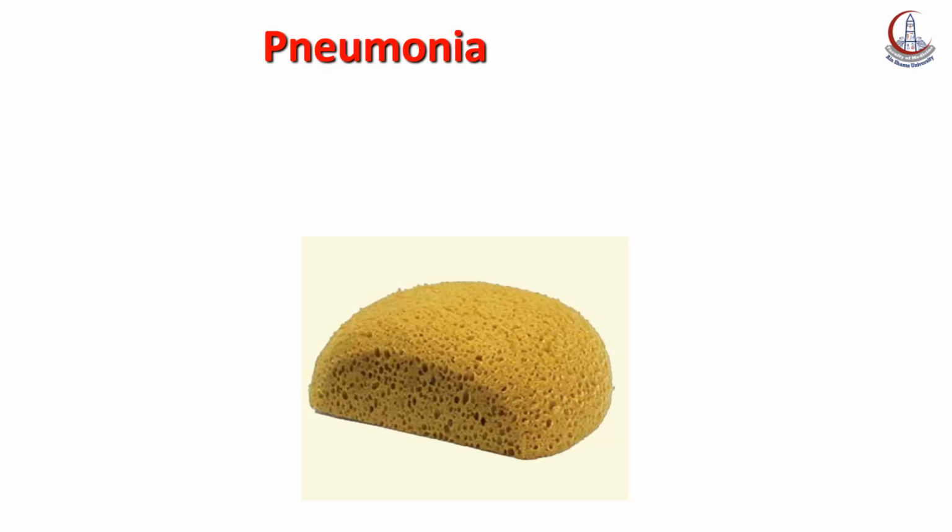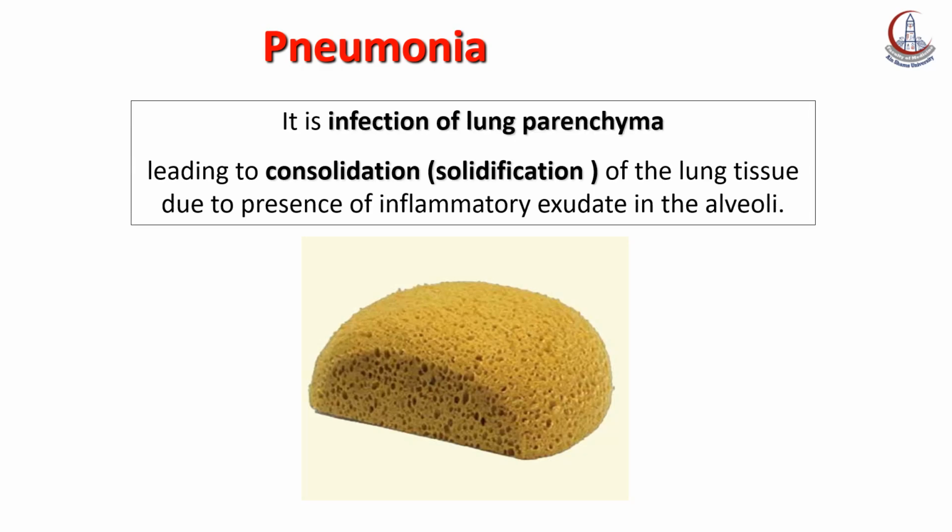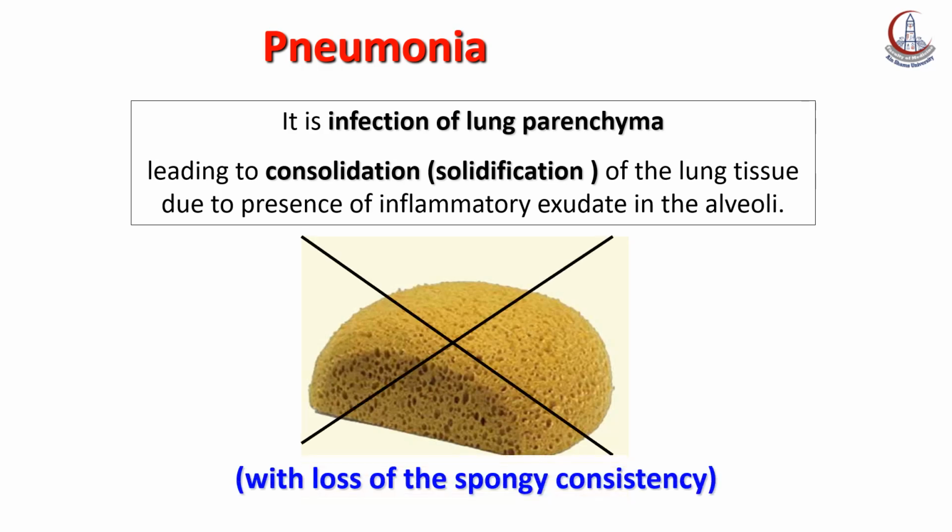What is meant by pneumonia? Pneumonia is an infectious lung disease leading to infection of the lung parenchyma, causing consolidation or solidification of the lung tissue. This occurs due to the presence of inflammatory exudate in the alveoli, changing the lung from its spongy consistency into a more solid consistency.